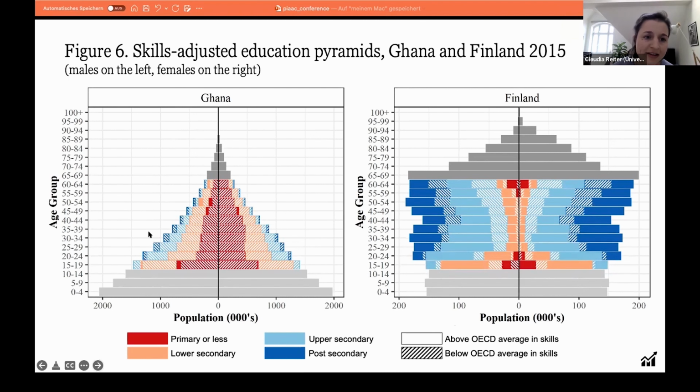And you can see that even those people in Ghana that are among the highest educated in the population, almost every one of them has literacy skills which are lower than the OECD average in this age, sex, education category, which gives them kind of a double disadvantage. Not only are they less educated, but even those who are higher educated do not have similar skills as in other countries. And kind of the opposite is true for Finland. And I've done this for all 45 countries in my analysis. And of course, you're welcome to look into the paper. So all the pyramids are in the appendix.